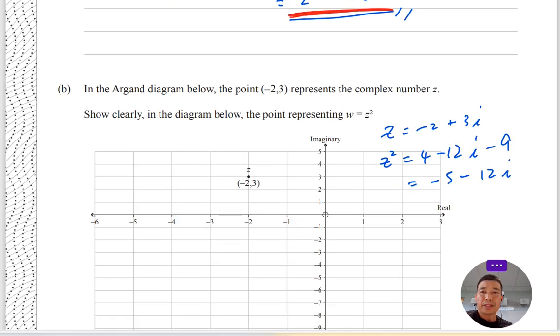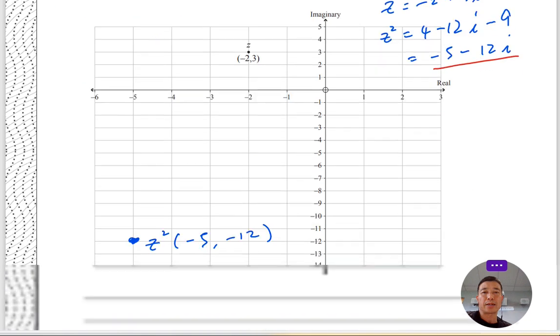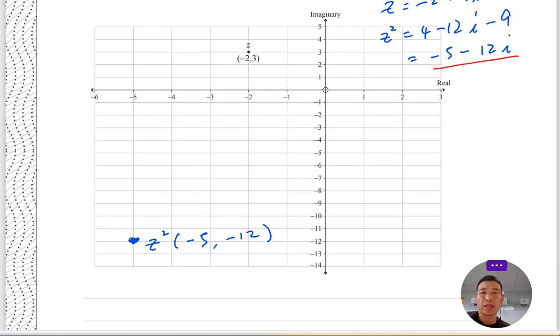In the Argand diagram below, the point (negative 2, 3) represents the complex number z. Show clearly in the diagram the point representing w equals z squared. So you have to find z squared. I just square it, using rectangular form. That gives me negative 5 minus 12i, which is right there: negative 5, negative 12. So you plot it, label it z squared, and state the coordinates, which would be better.